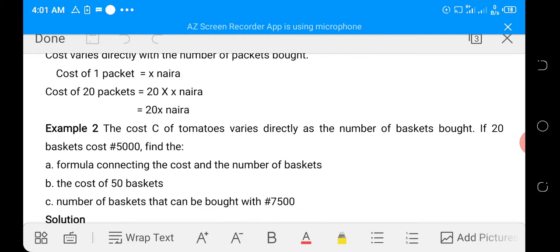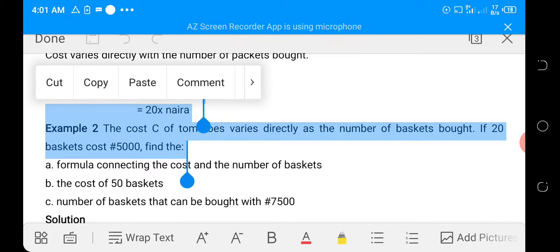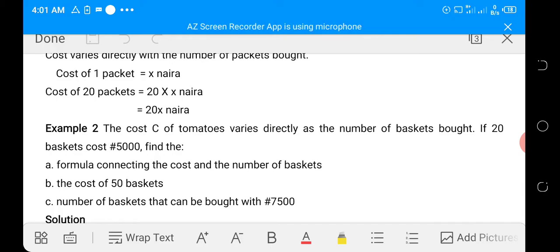Example 2. The cost of tomatoes varies directly as the number of baskets bought. If 20 baskets cost 5,000 naira, find A, the formula connecting the cost and the number of baskets. B, the cost of 50 baskets. C, the number of baskets that can be bought with 7,500 naira.